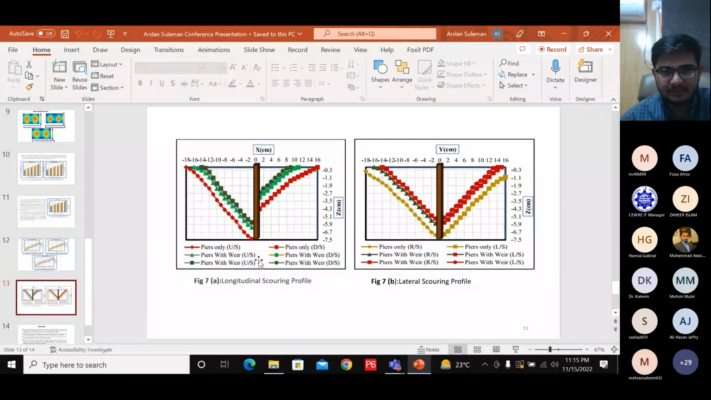Here is the longitudinal scouring profile of the bridges. This is the upstream side. When the water strikes the pier, it creates turbulence, which creates scouring at the upstream and the deposition at the downstream of the pier. Here you can see there is maximum scouring at the upstream and the deposition of the sediments at the downstream of the pier.